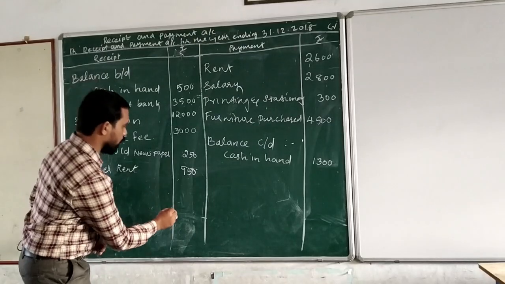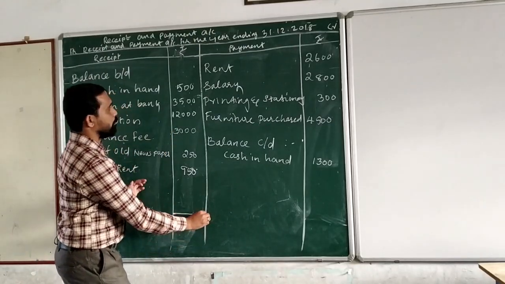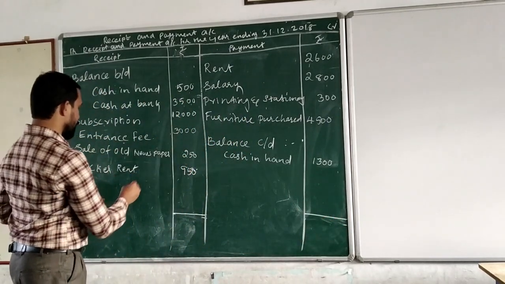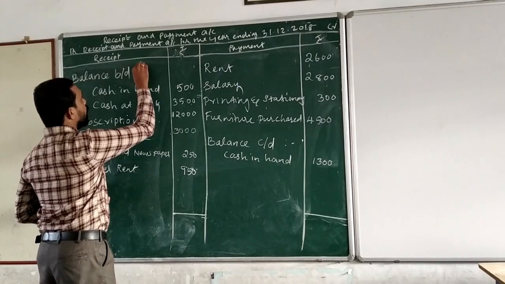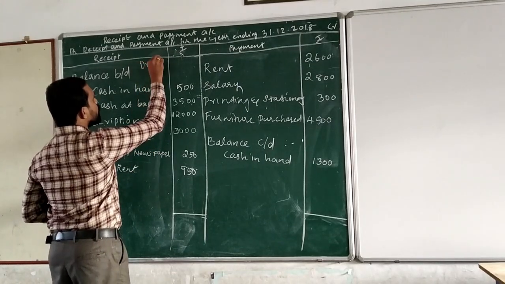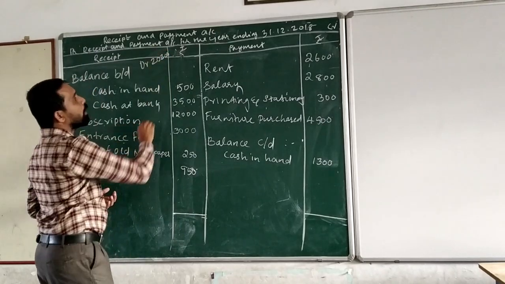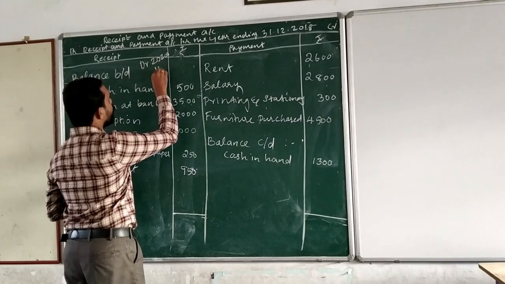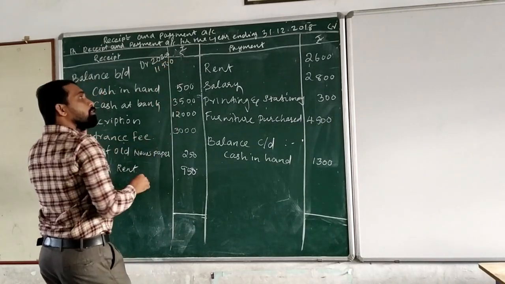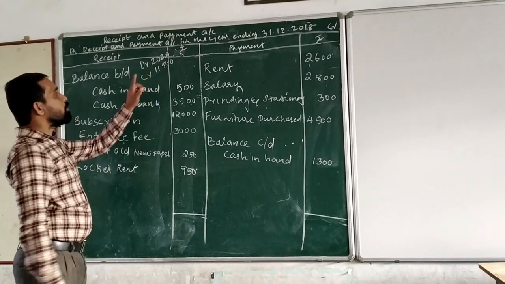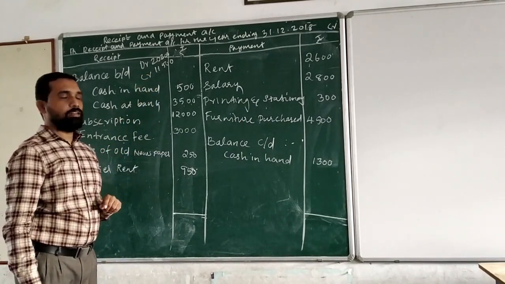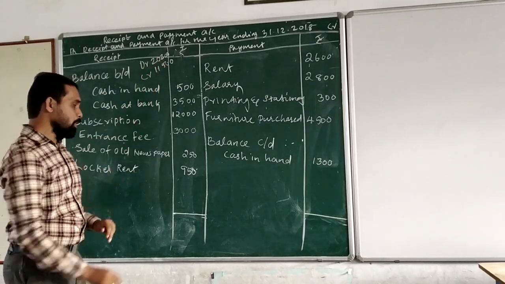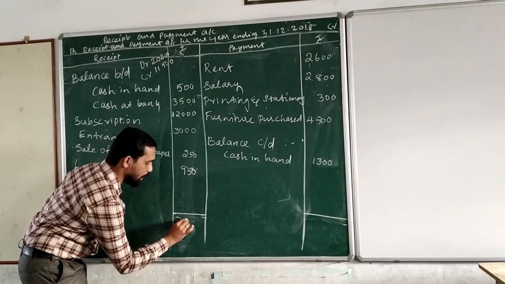After that, total the receipt side and the payment side. The total of the receipt side is 20,200 and the payment side total is 11,500. That is the credit side total, 11,500. Which is the highest amount? That is the debit side, 20,200. So we can write 20,200 on both sides.